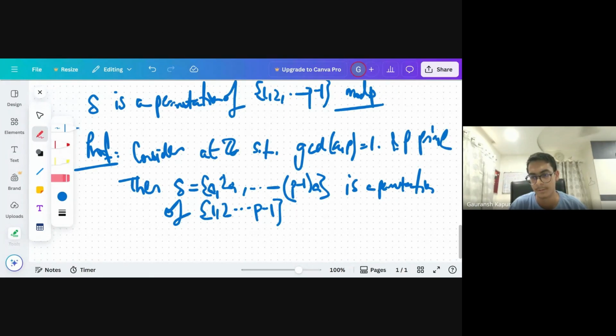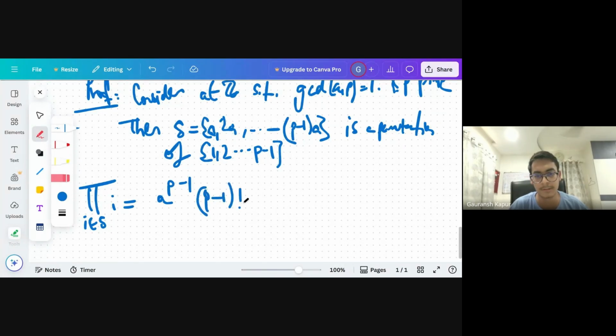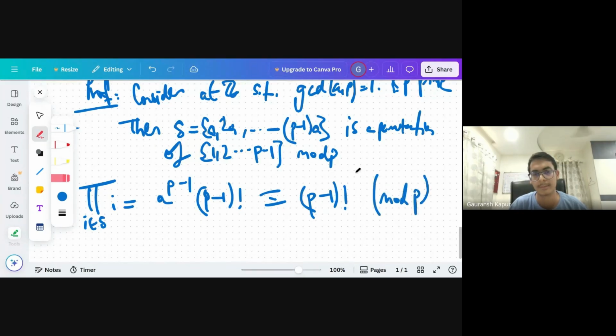Right? So now this means that if we multiply out all the elements of S, we get A power P minus 1 times P minus 1 factorial. This must be congruent to P minus 1 factorial mod P. Because S is a permutation of this set mod P, hence if you multiply all the elements of S, that product must be congruent to the multiplication of all these elements mod P.